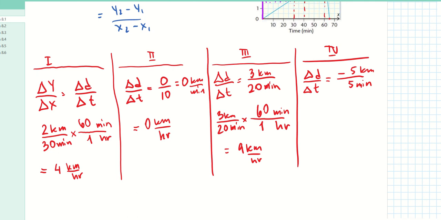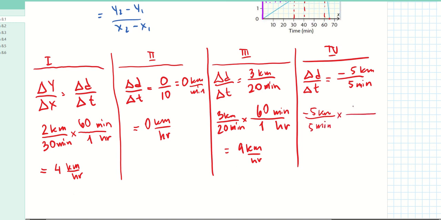So we end up with negative 5 over 5, which is 1 kilometer per minute. And then we can convert this to kilometers per hour. So let's take the 5 kilometers over 5 minutes and multiply by our conversion factor, 60 minutes per 1 hour, right? So minutes and minutes go away, same thing as in all of the previous. We're left with kilometers per hour. So in this case, we end up with negative 60.